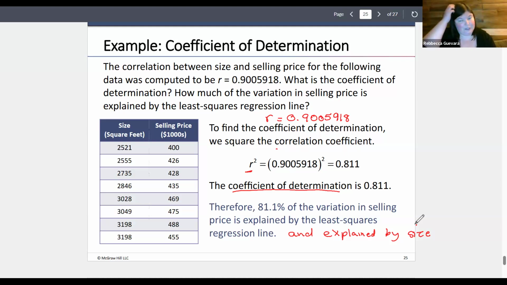So because the least squares regression line is explaining 81% of it, that also means the size is kind of explaining 81% of it as well. So like I said, there's other factors that are going to be involved, but for the most part, like 20% of it is other factors out there that I don't know about, but I know what 80% of the factor is, and it's really that size that's controlling a lot of that price.